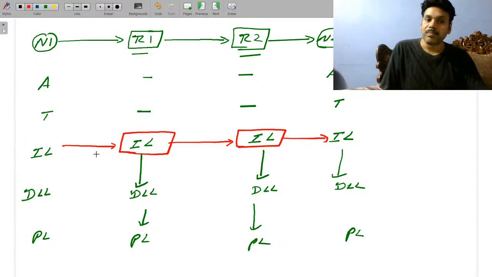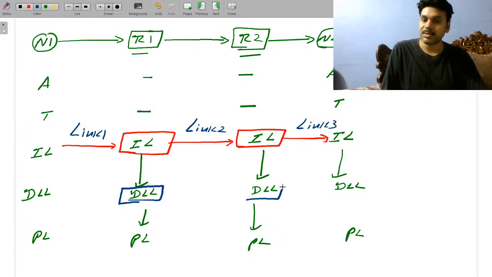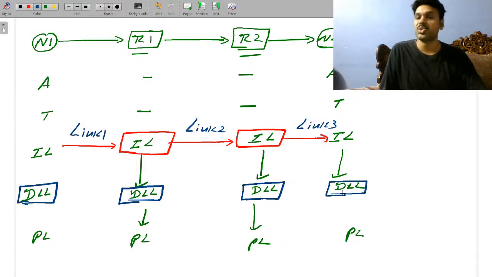But you observe, when you are talking about a router, there is one link from here to here, another link from here to here, and another link from here to here. Therefore, my dear friends, understand carefully: the data link layer is link to link based. It is not end to end based, and it is not host to host based.